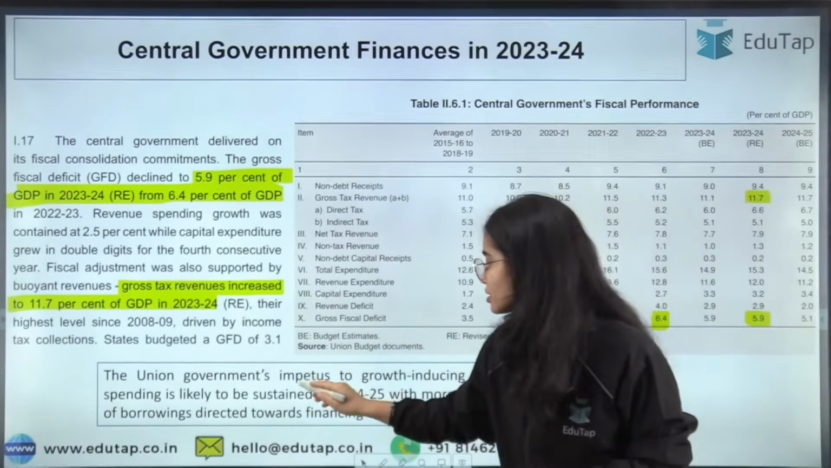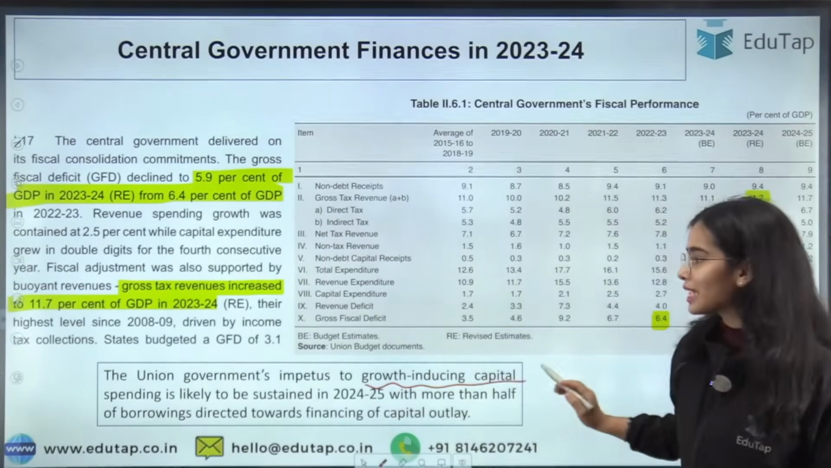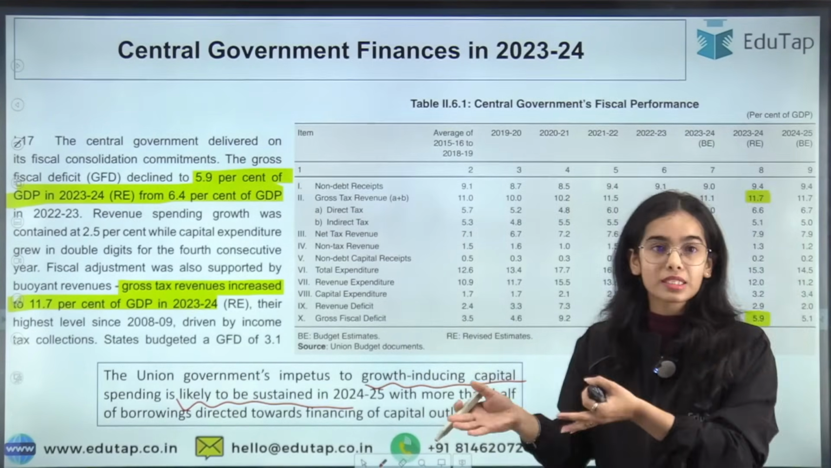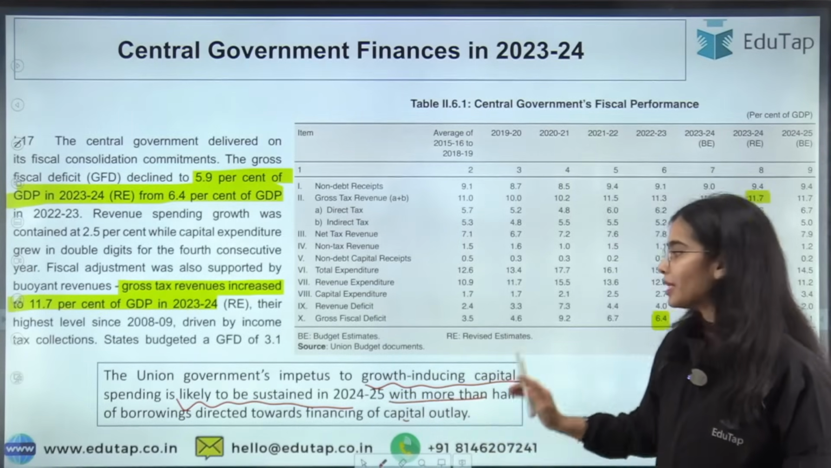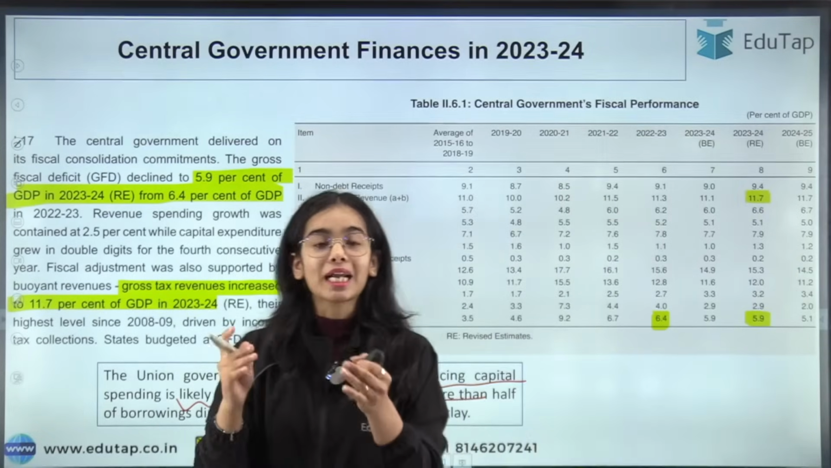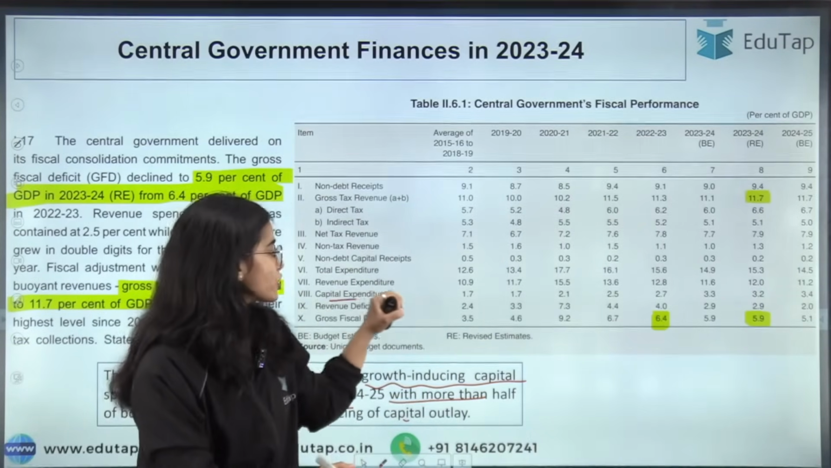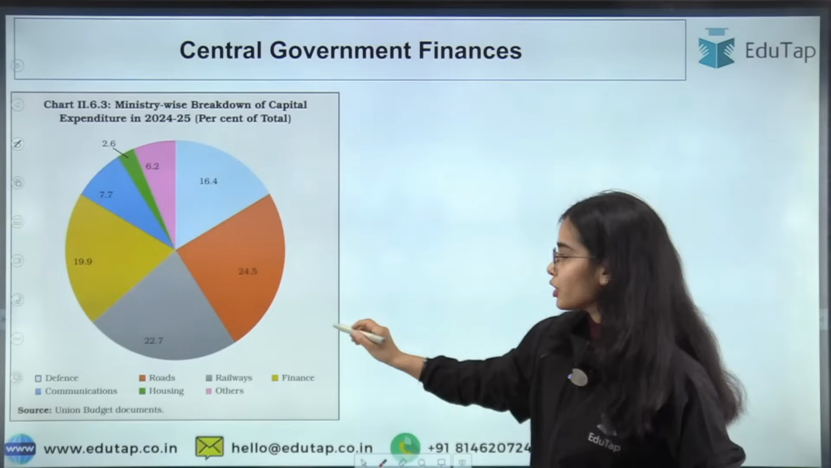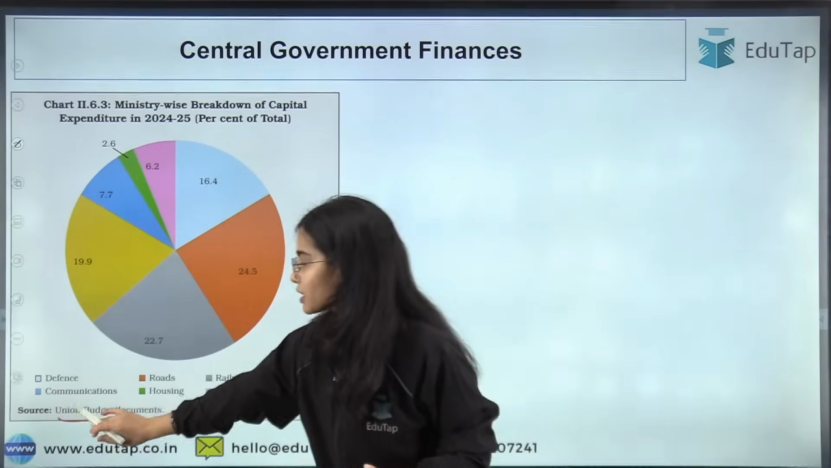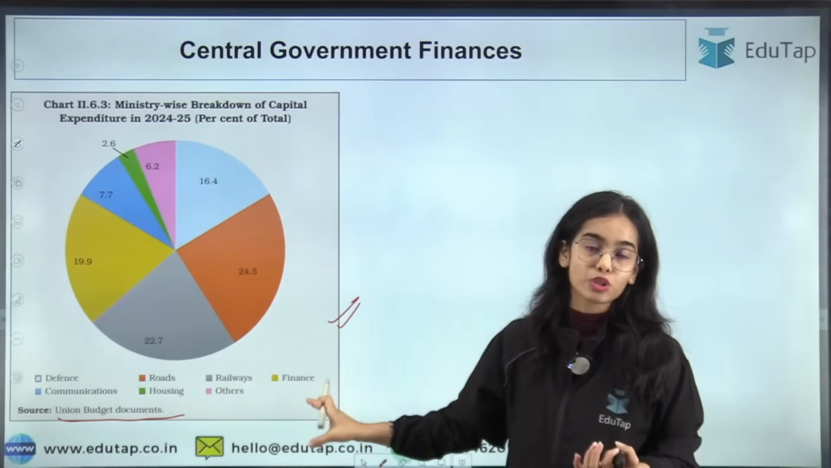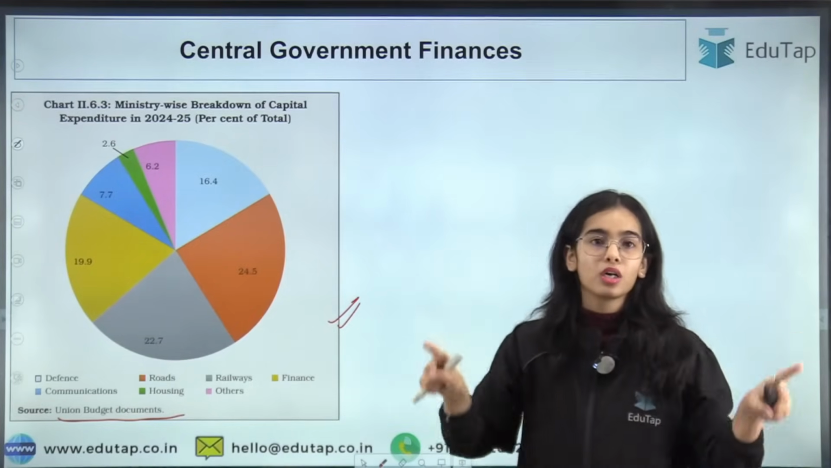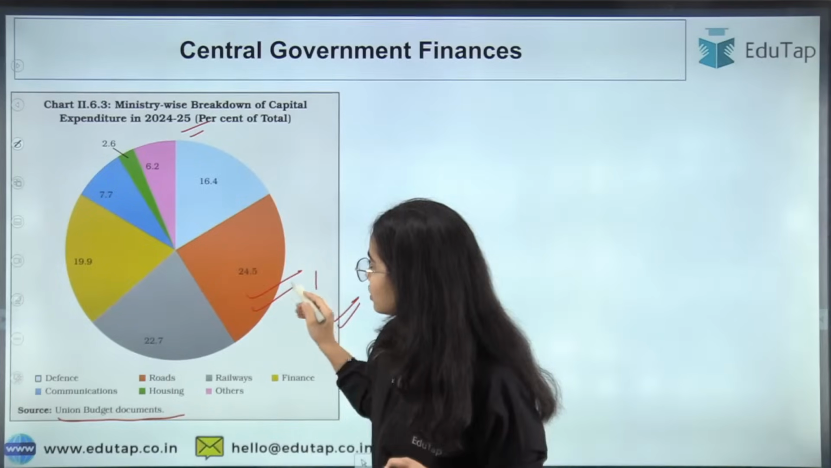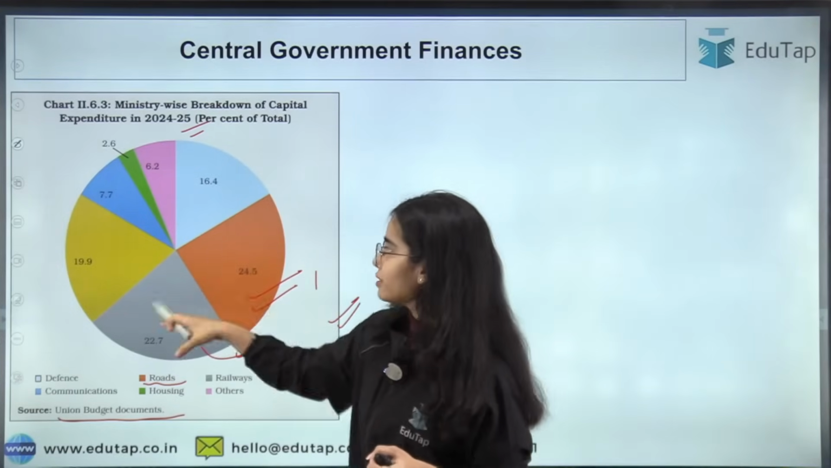The union government's impetus to growth inducing capital spending is likely to be sustained in 2024-25. So the basic idea is that the government is focusing towards the capital expenditure, and especially the capital expenditure that is going to increase the assets in the country. So the capital expenditure is going to increase to 3.4% of the GDP. So remember this. Okay. Now this is given in the union budget document. As per the union budget document, the RBI annual report has also showcased this, that there is the ministry-wise breakdown of the capital expenditure, so that you can see. So the highest is for the roads, yes, then it is for the railways, and so on and so forth.